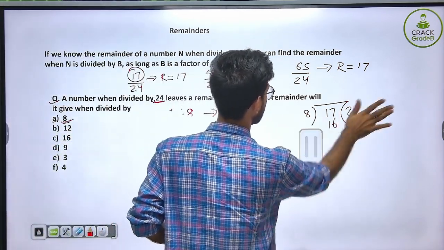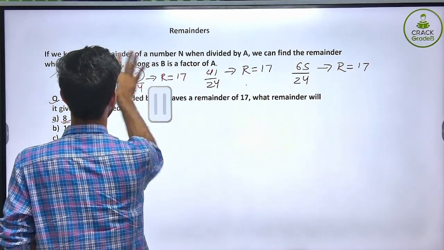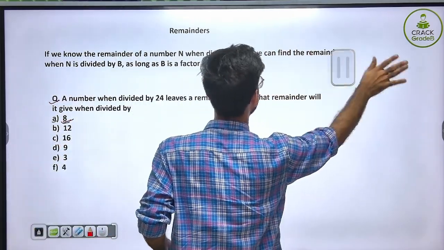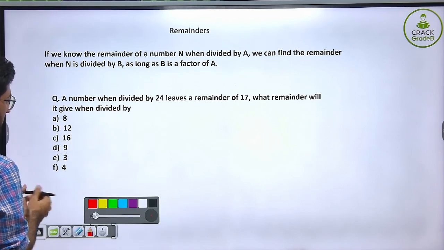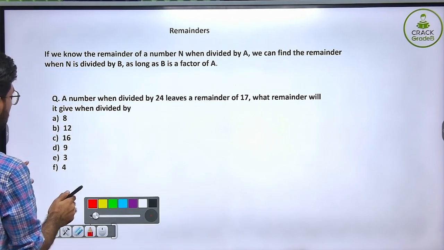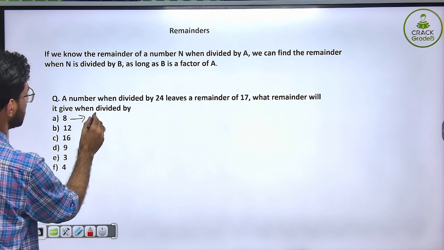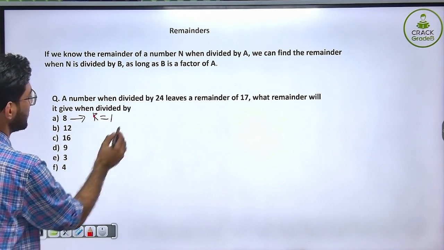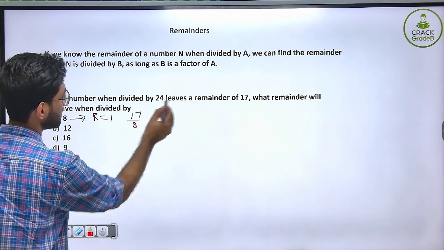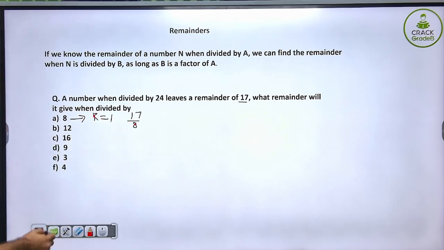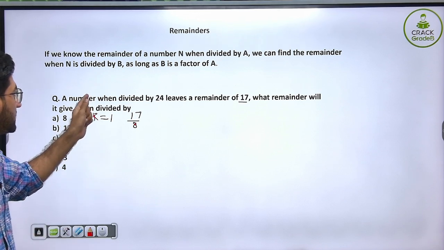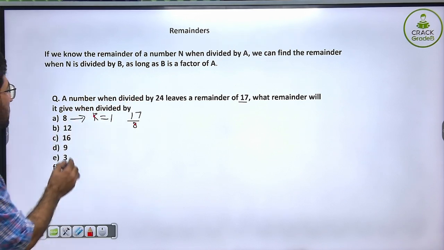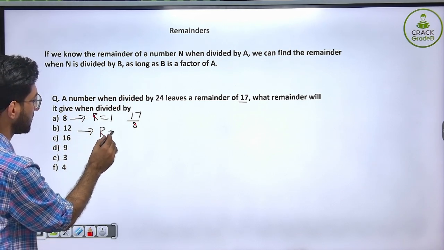Now we will solve this question for when it is divided by 12. And what was the answer when it was divided by 8? We got remainder 1. And how did we find it? We divided 17 by 8 and the remainder was 1. Now we have to answer: if we divide this number by 12, what will be your remainder?